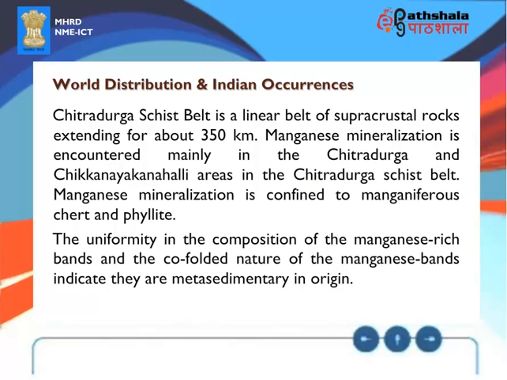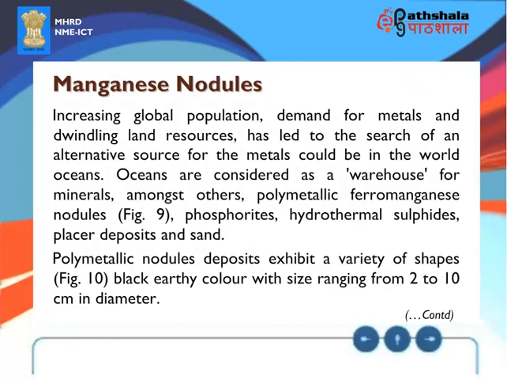Chitradurga schist belt is a linear belt of supracrustal rocks extending for about 350 kilometers. Manganese mineralization is encountered mainly in the Chitradurga and Chikkayanayakkanahalli areas in the Chitradurga schist belt. Manganese mineralization is confined to manganiferous chert and phyllite. The uniformity in the composition of the manganese-rich bands and the co-folded nature of the manganese bands indicate they are metasedimentary in origin.